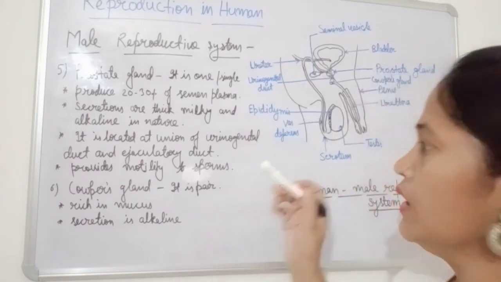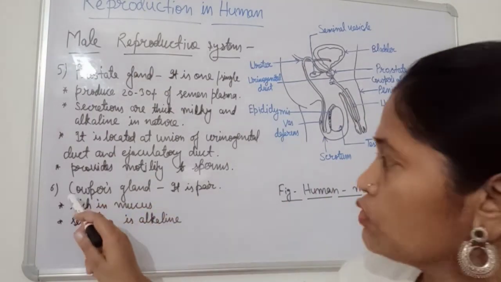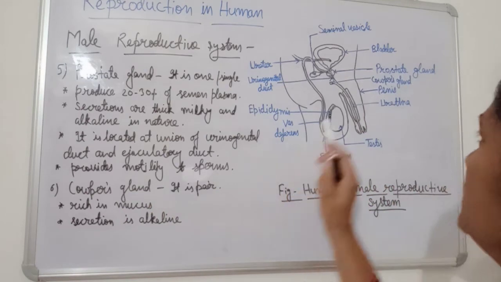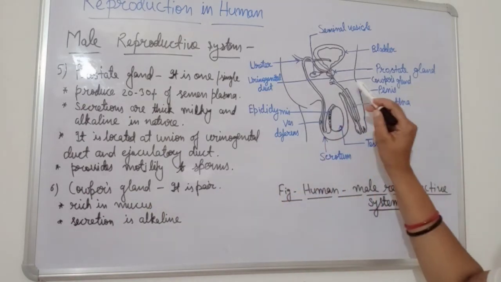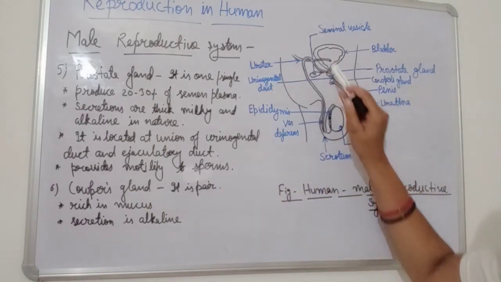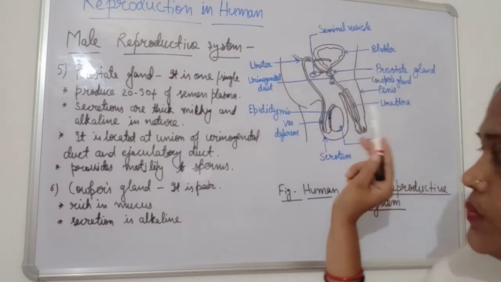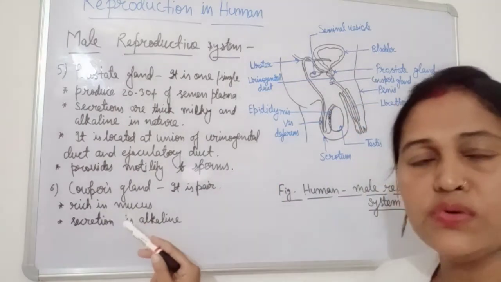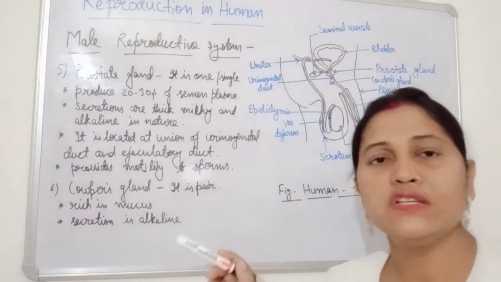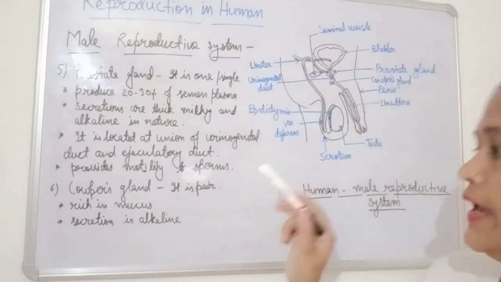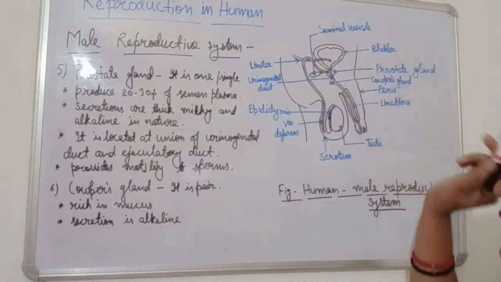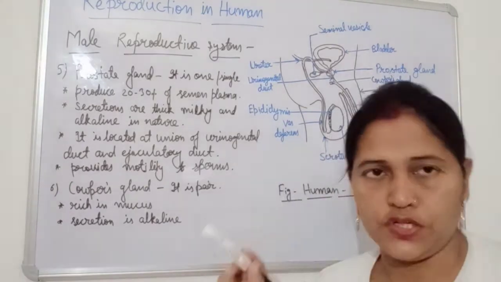move. Now next is the Cowper's gland. All of you see the Cowper's gland, it is paired, but here it is a half view, so it is shown as single. So it is a paired gland and it is rich in mucus. Its secretion is thick, viscous, and alkaline in nature.